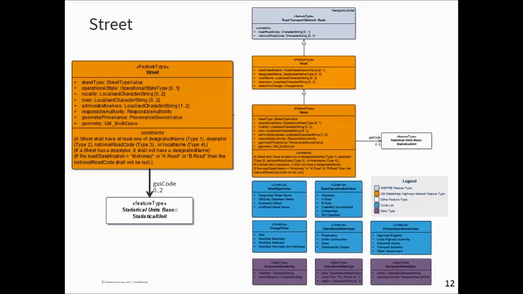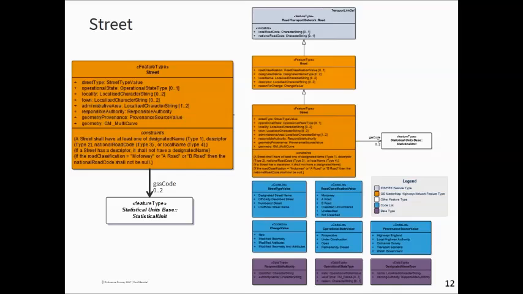The local road code can only be used for classified and numbered roads, and it tells you the identification code assigned to the road by the local road authority. The national road code is the national number of the road. So if you have A road or B road, the national road code should not be null, it should be populated.